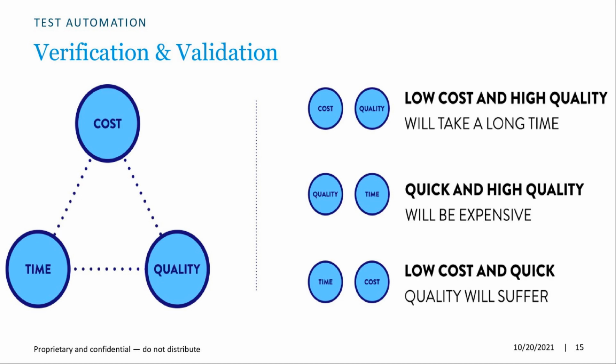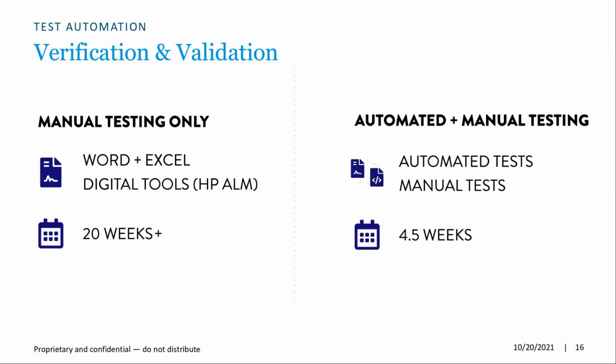For example, in that same product that I mentioned, our quality manufacturing product, when we were doing manual testing only, this is a mixture of test cases that were both on Word and Excel, as well as some test cases that we had in digital tools like HPALM to manage our manual test cases. The entire testing phase, both the verification and validation phase, so that we could release our product to our customers, took over 20 weeks to do on average.